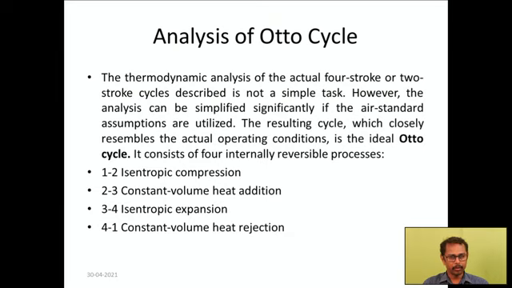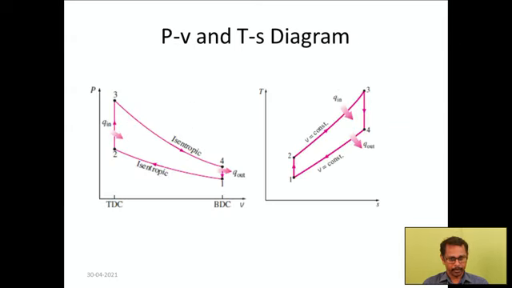The process 1 to 2 is an isentropic compression process. The process 2 to 3 is a constant volume heat addition process. 3 to 4 is an isentropic expansion process, and 4 to 1 is a constant volume heat rejection process. Yes, this is the pressure volume and temperature entropy diagram of the Otto cycle. Here we can see two processes, 1 to 4 and 2 to 3, are the constant volume processes, and 1 to 2 and 3 to 4 are the isentropic processes.